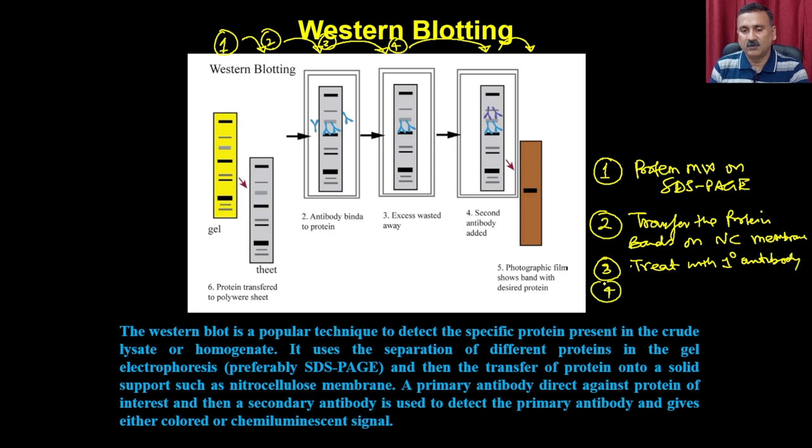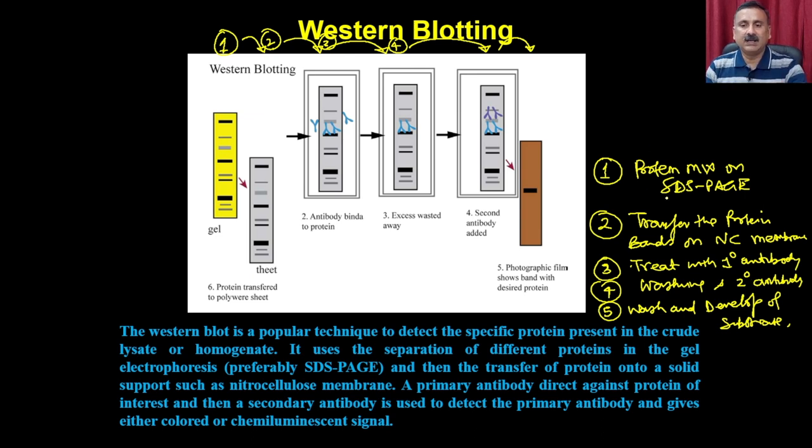Step 4, you are going to do a washing and treat that with the secondary antibody. And in step 5, you are going to do a washing and develop that with the help of a substrate, or in some cases where you are using radioactivity, you are going to use the autoradiogram.